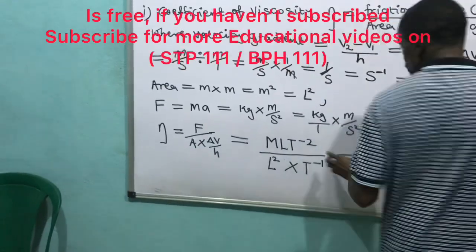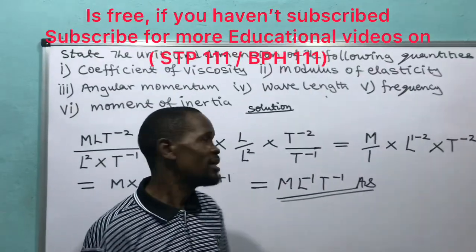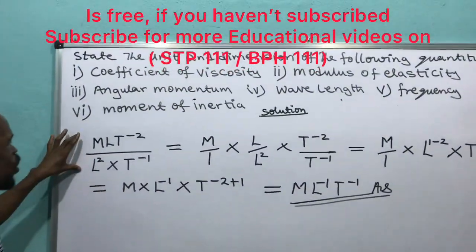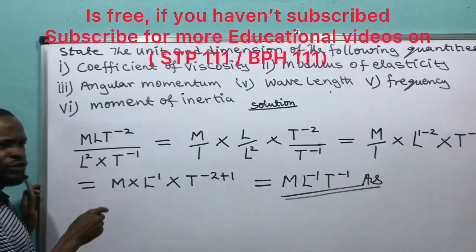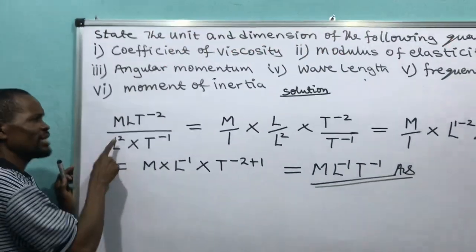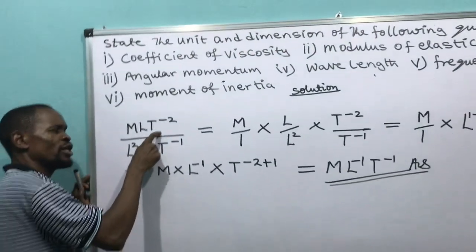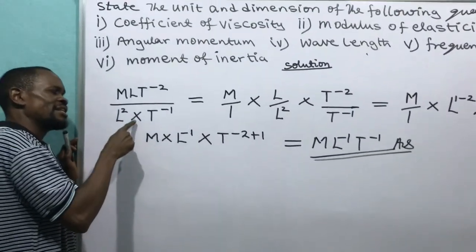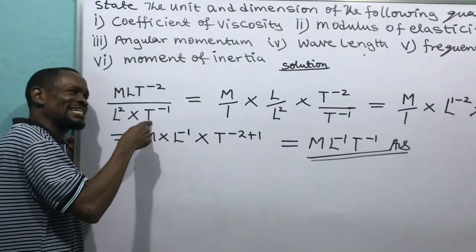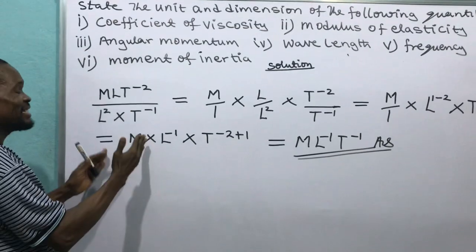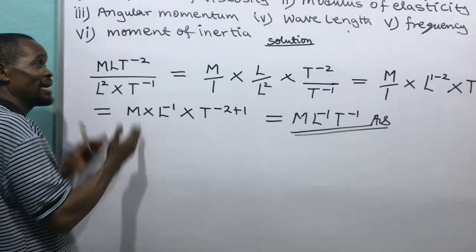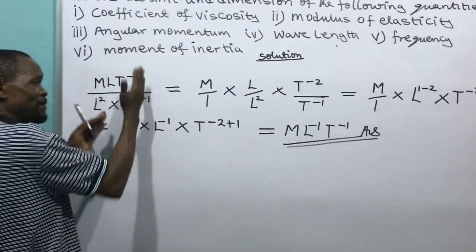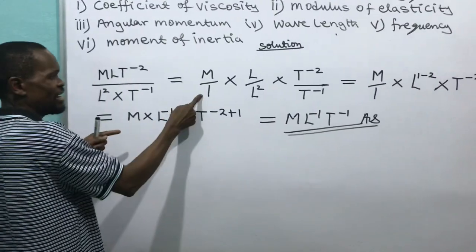And I begin to piece it together. Coefficients of viscosity: this is force, this is area times velocity gradient. I can piece this for you to understand properly. That's what I want to do here. I piece it. M divided by 1.